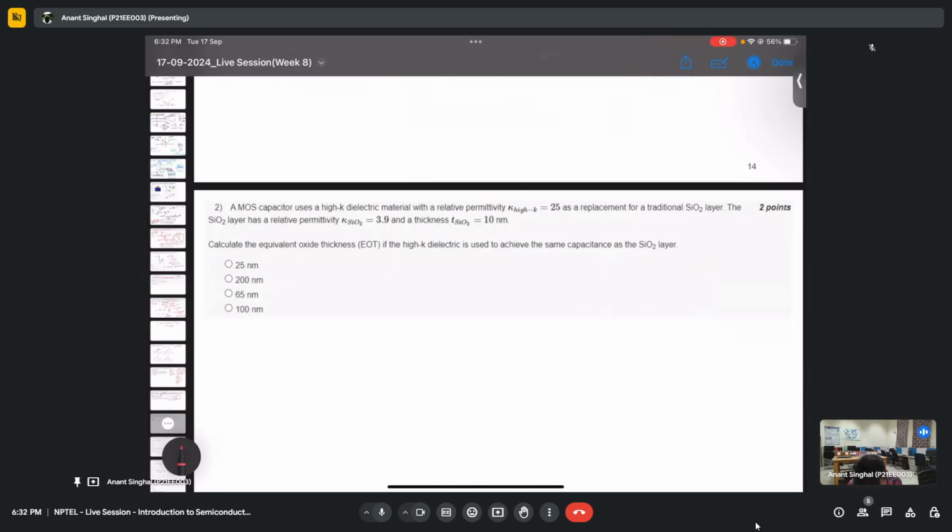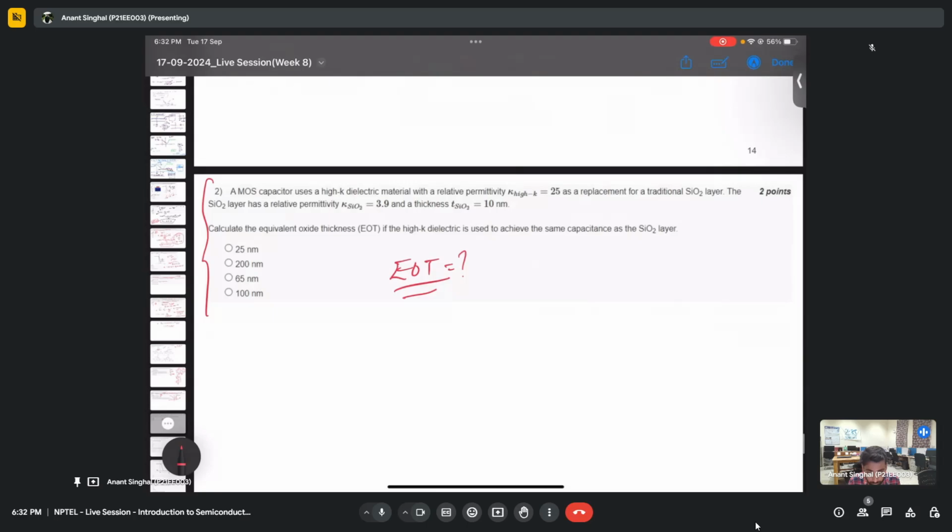Okay. So do you know the concept about effective oxide thickness, EOT? Have you heard about it? Can anyone tell if they have heard? No, sir. Okay, so I guess this is the topic for MOSFET. So maybe I'll cover it more thoroughly in the next lecture, that is for the MOSFET next week. So maybe we can skip this question and I'll cover it in the next lecture. I hope it is fine. So let's move ahead.